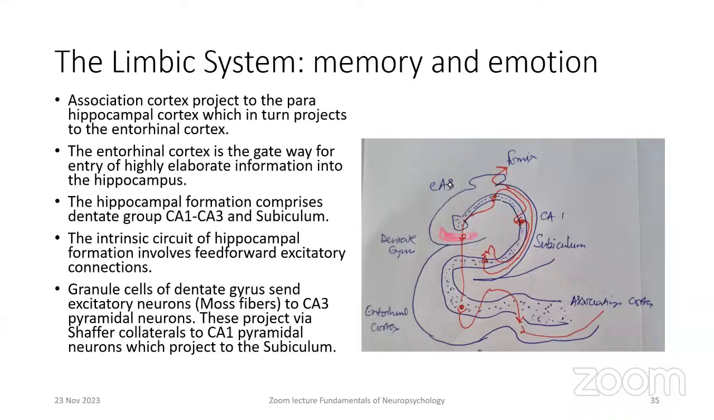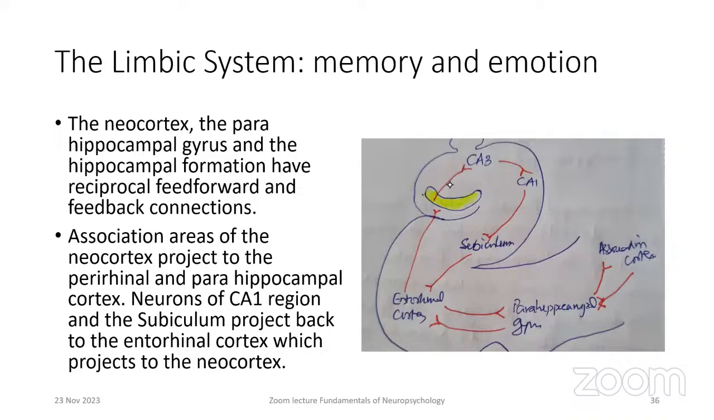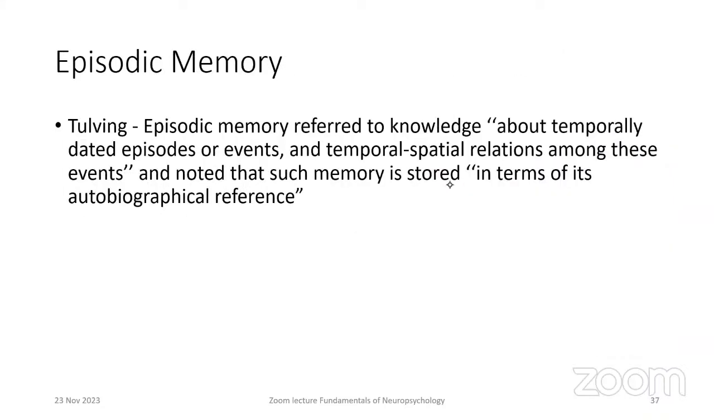So these are full of neurons and connections. The neocortex, the parahippocampal gyrus, and the hippocampal formation have reciprocal feed-forward and feedback connections. I was discussing earlier the association cortex, parahippocampal, entorhinal cortex, subiculum, CA1, CA2, CA3. The association areas of the neocortex project to the perirhinal and parahippocampal cortex. The neurons of the CA1 region and subiculum project back to the entorhinal cortex, which projects to the neocortex. So this is a reverberating circuit, and that's very important for recent memory.